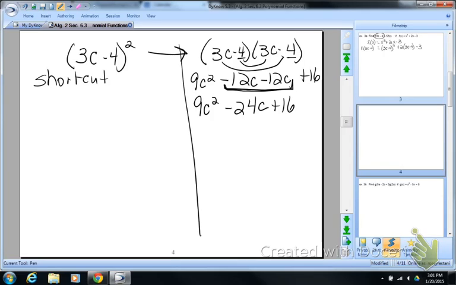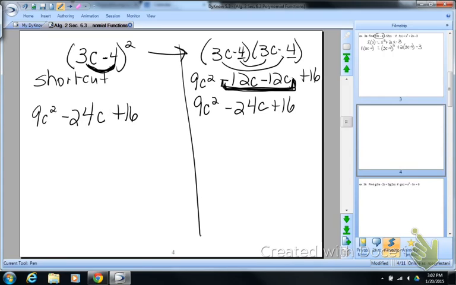The shortcut is square the first term. So what is the first term squared? 9c squared. The second term, multiply these two together, the first term and the last term, and make sure that sign, that's a negative 4. So what is 3c times a negative 4? Negative 12c, and then we double it. Double means add it again, add it twice. So what is negative 12c minus 12c? That's negative 24c. See, that's why these two are identical over here. And then square the last term, which is a positive 16.